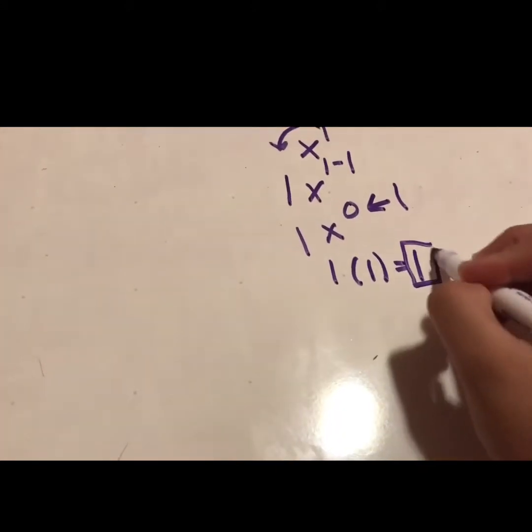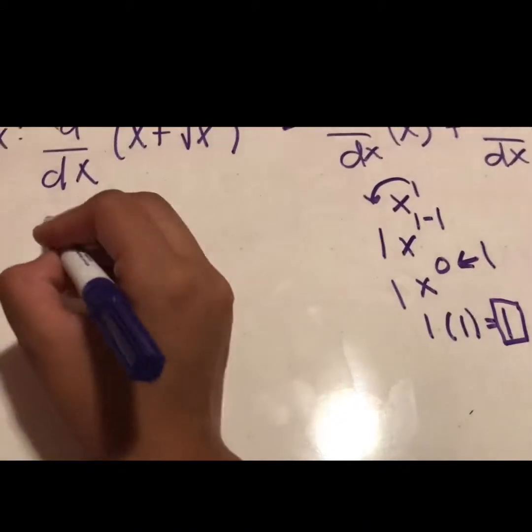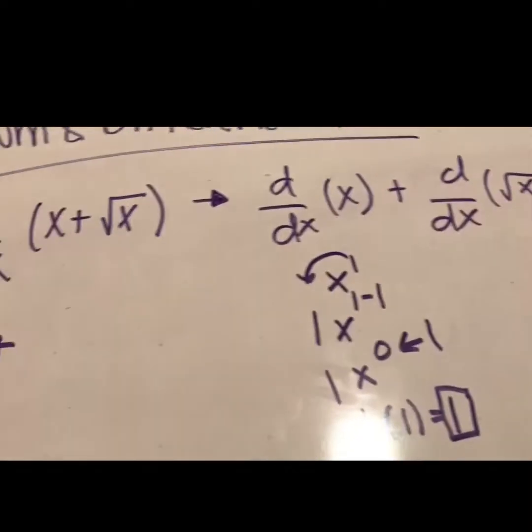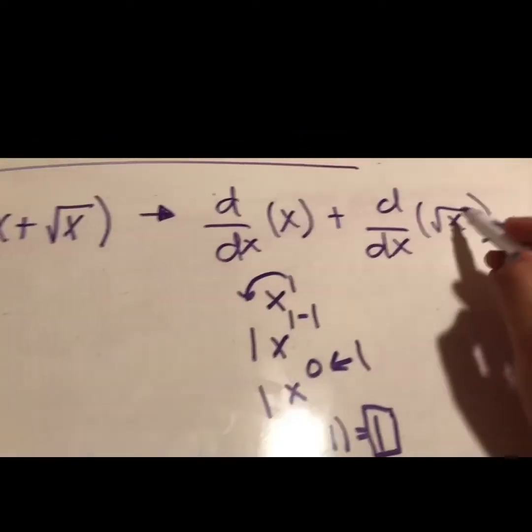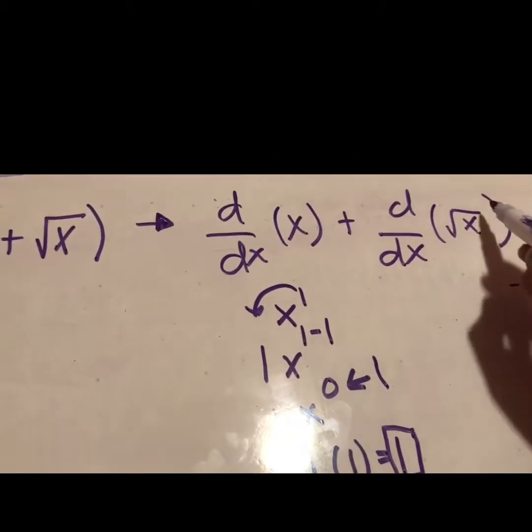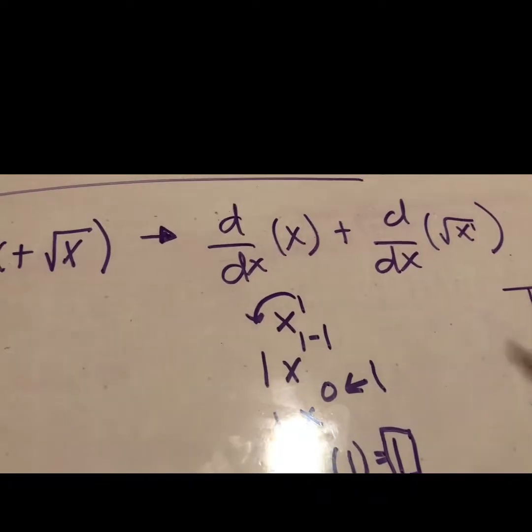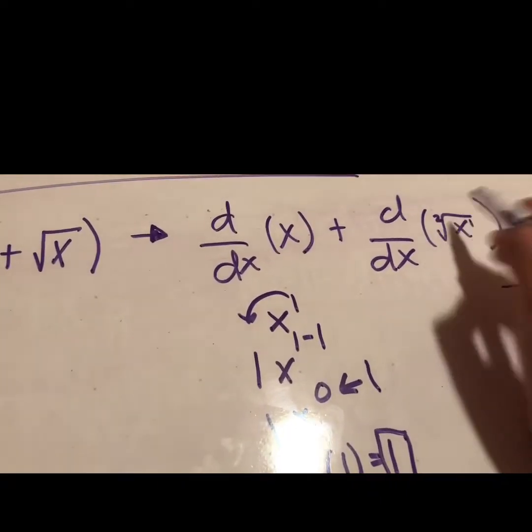So we can put that right here, 1, plus, and then we have to solve our second part. So for our second part, we have the square root of x. So we have to know that x has the invisible 1. And then the square root is always 2.